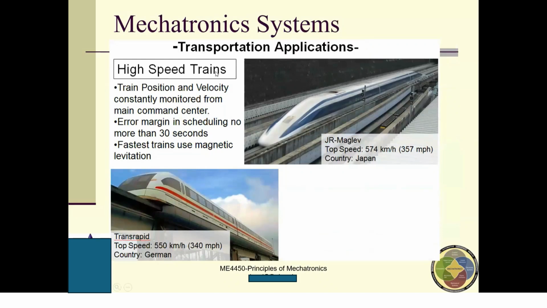So here are the high-speed trains. This is for Japan, this is for Germany, and in China also. Chinese people have developed their high-speed trains too. It's very fast, very stable, and very comfortable.